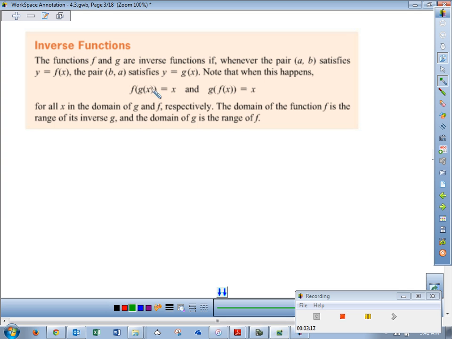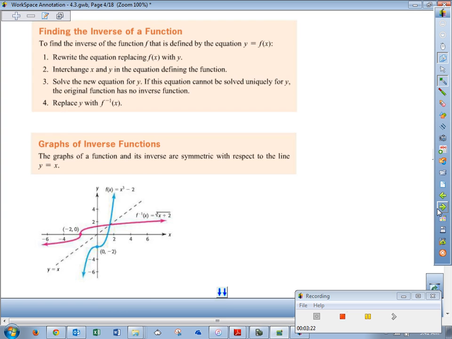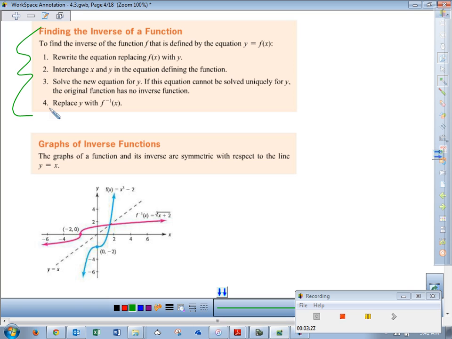This is the same thing as before. The composites both equal x. That'll tell you if they're really inverse functions. And then this four-step process to write that, we'll come back to it later. I just want you to realize you have the four-step process written right there in your notes. It's on the second page right here. When they ask you to use the four-step process to find an inverse, that's this guy right here.